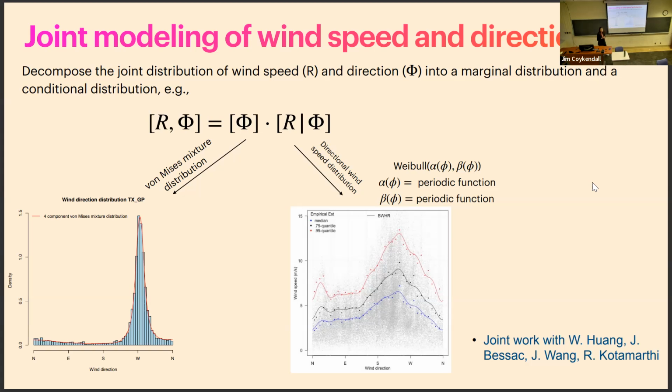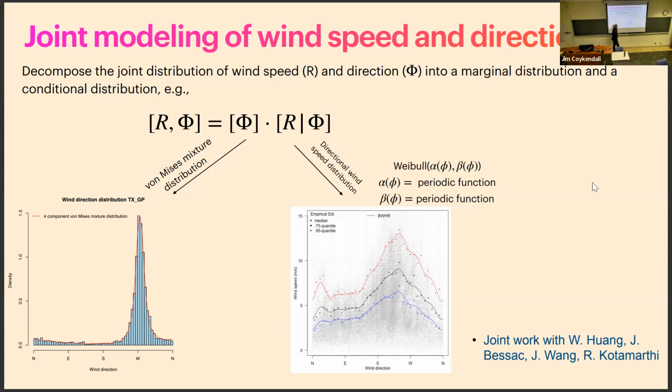We're going to call that the directional wind speed distribution. So the way we can approach the construction here is to use a distribution that is commonly used for modeling wind speed, such as the Weibull distribution, in such a way that the parameters of the Weibull distribution are functions of wind direction. Since wind direction is periodic, those functions need to be able to capture this periodicity. Such functions are periodic functions, like sine and cosine functions, for example.